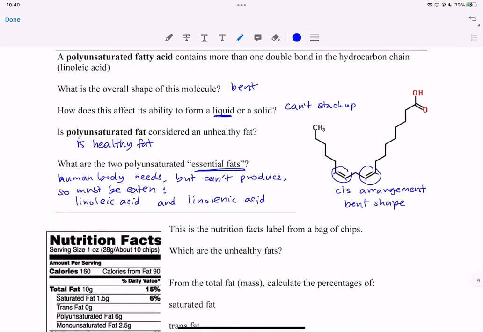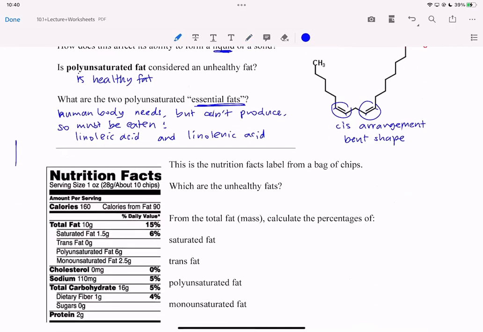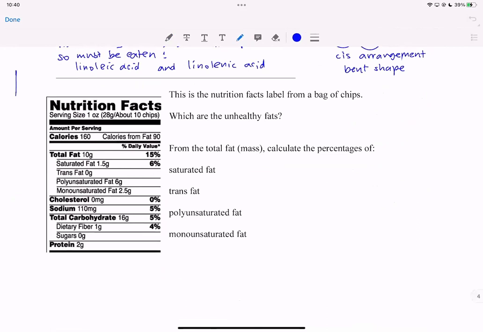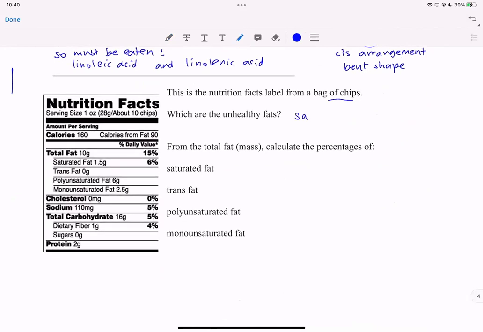Okay, so when you are considering what a nutrition facts label, here's an example. Bags of chips. So chips usually have tons of fat in them, and not all of them are unhealthy fats. So the unhealthy fats are the saturated fats, saturated fat and trans fat. Those are the unhealthy ones.